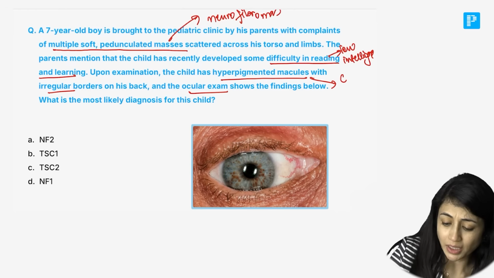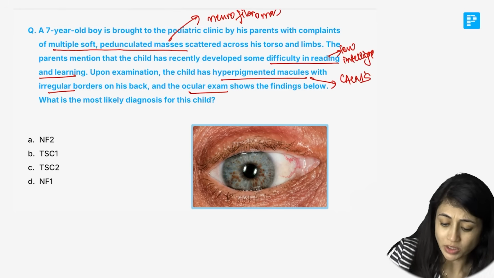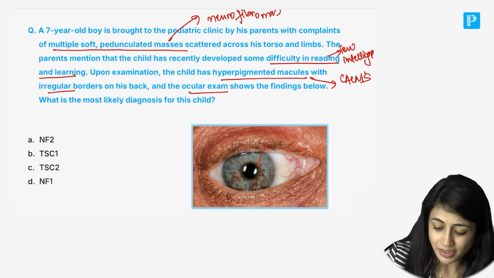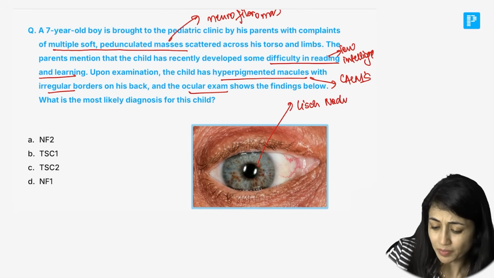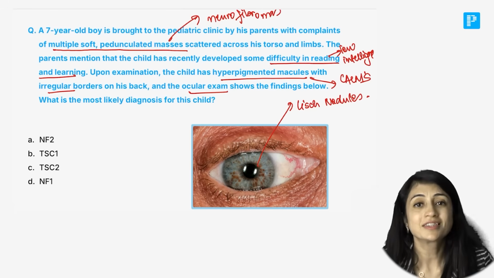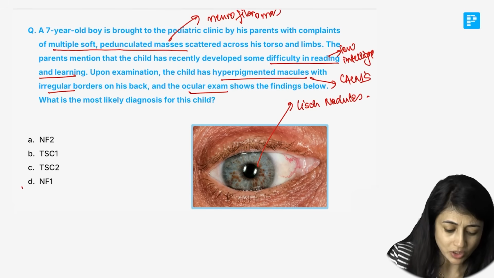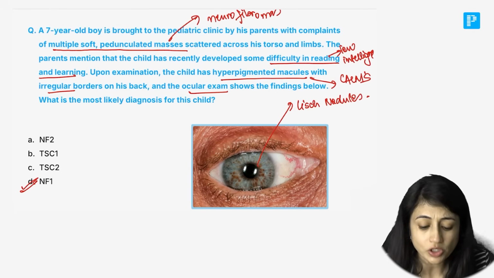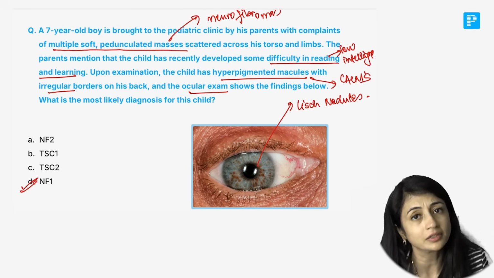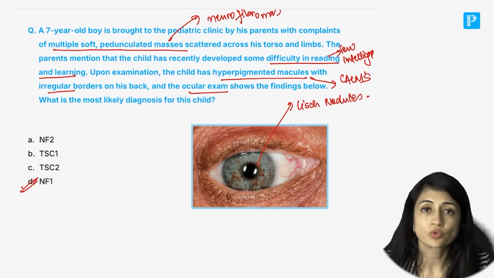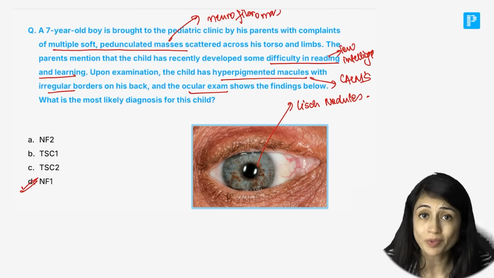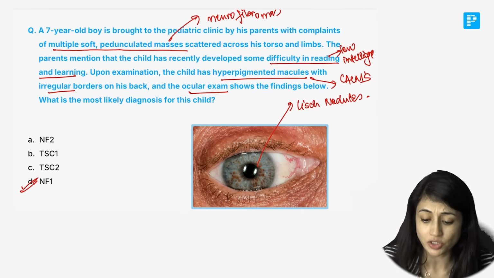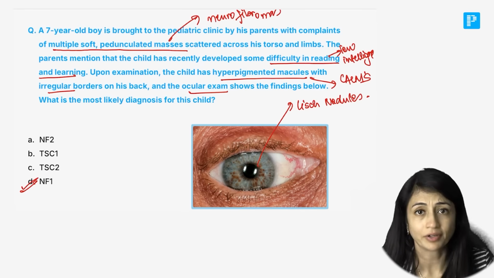Hyperpigmented macules are nothing but cafe au lait macules. And what do you see on these? These are Lisch nodules or iris hamartomas. Then what is this a case of? This is clearly a case of neurofibromatosis 1. So this is not tuberous sclerosis. All these features are clearly of neurofibromatosis 1. Neurofibromatosis 2 presents with acoustic schwannomas, and does not have all these clinical findings.